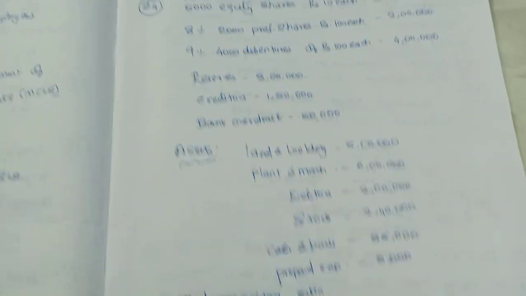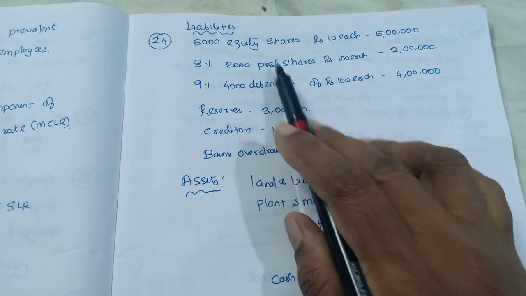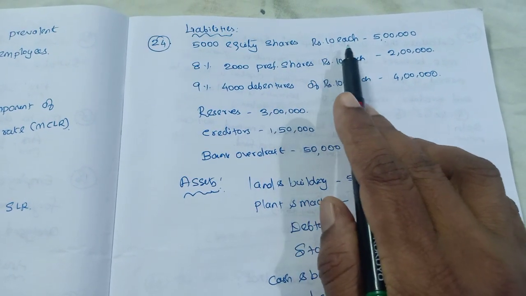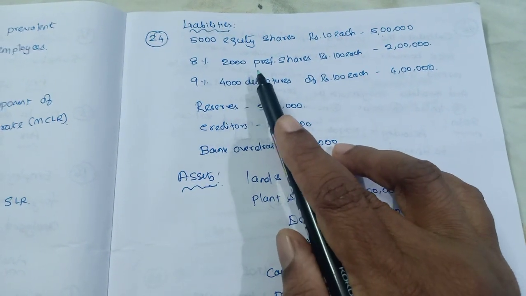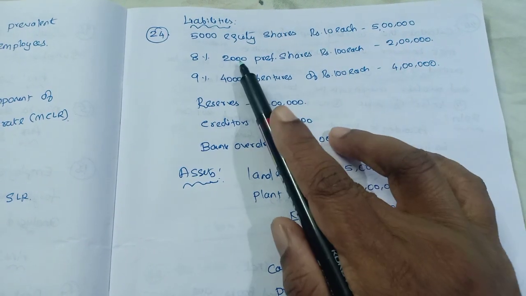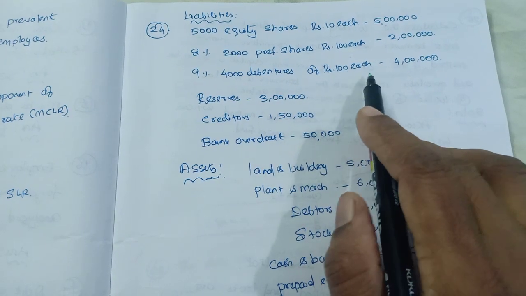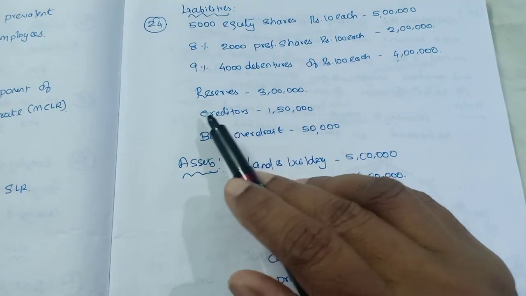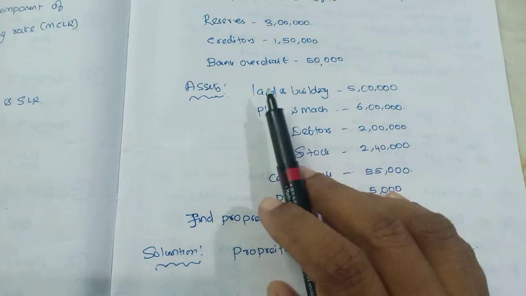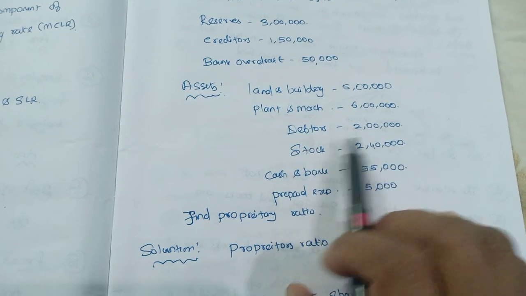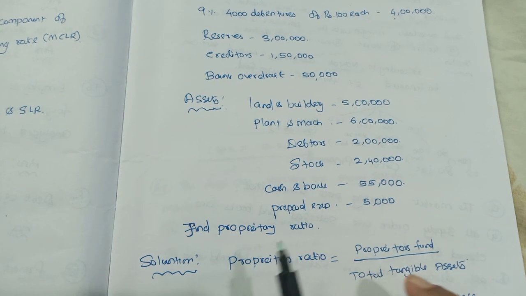Next is a company that has liabilities. These are the liabilities. 5,000 equity shares of rupees 10 each. The total amount is 5,000 into 10, that is 5 lakh. And 8% 2,000 preference shares of rupees 100 each, that is 2,000 into 100, is 2 lakh. Next, 9% 4,000 debentures of rupees 100 each, 4,000 into 100 is 4 lakh. Reserves is 3 lakh, creditors 1,50,000 and bank overdraft 50,000. Next assets: land and building 5 lakh, plant and machinery 6 lakh, debtors 2 lakh, stock 2 lakh 40,000 and cash and bank 55,000, prepaid expenses 5,000.